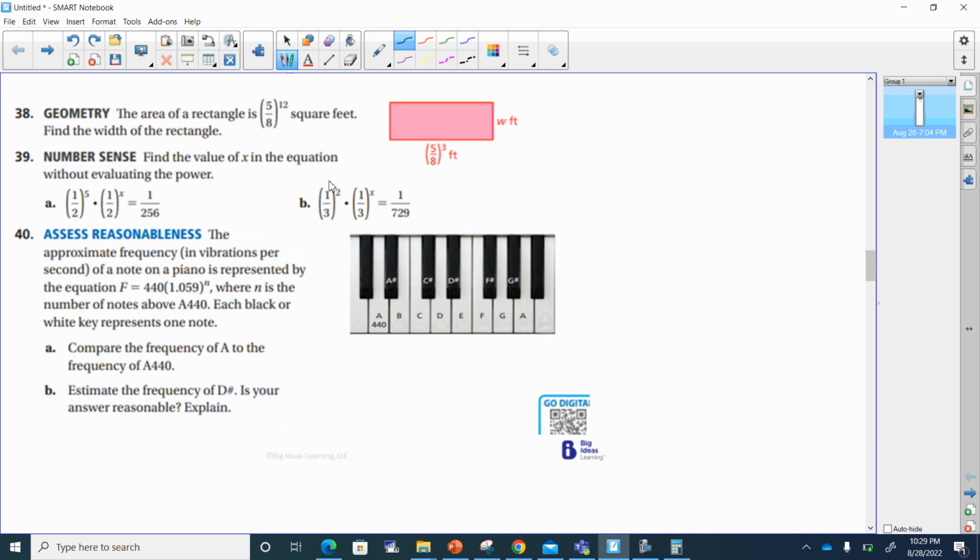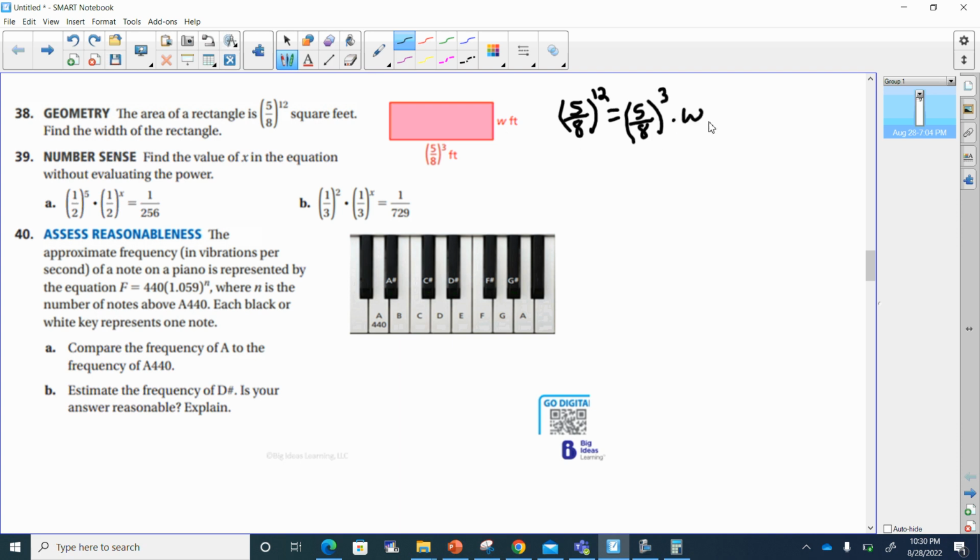Geometry. The area of the rectangle is 5 over 8 to the 12th square feet. Find the width of the rectangle. We're trying to find the width. Remember, the area is this. So the area is 5 over 8 to the 12th. That's got to be equal to 5 over 8 to the 3rd times some number, which we'll call W.